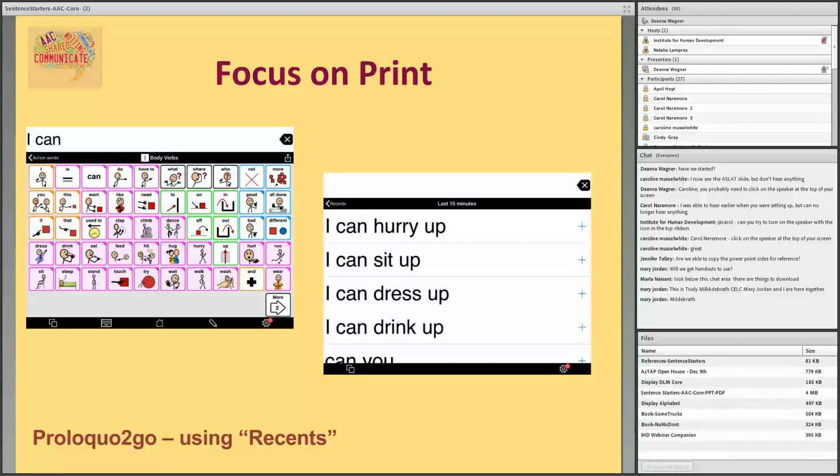In Proloquo2Go, one of the places we can look is to turn the symbols off in the message window, and then when you go into the Recents view, you'll see all the messages that you had made with no symbols in the list, because we turned the symbols off in the message window, and then they also get turned off under Recents.